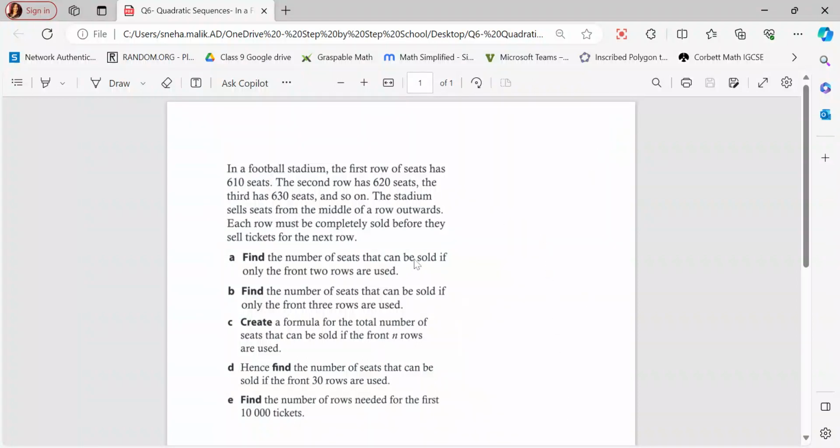This is a question based on a context which says: in a football stadium, the first row of seats has 610 seats. So if I talk about the number of rows and seats, the first row has 610 seats, the second row has 620 seats, and the third has 630 seats. The stadium sells seats from the middle of a row outwards. Each row must be completely sold before they sell tickets for the next row.